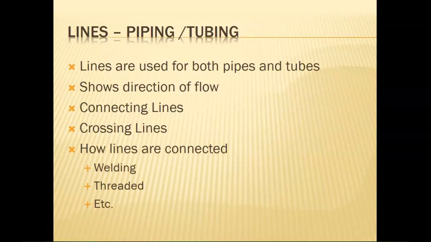So the biggest way we move this stuff is through tubing of some sort, piping or tubing. So lines are used to show both pipes and tubes. It shows the direction of flow, shows connecting lines, crossing lines, and how the lines are connected. Now, most of the time in pneumatics, how they connect is very, very simple. With pneumatics, for the most part, it pushes to connect, and then you push and pull to release. We don't have a lot of permanent connections with pneumatics. Why? It's not necessary.